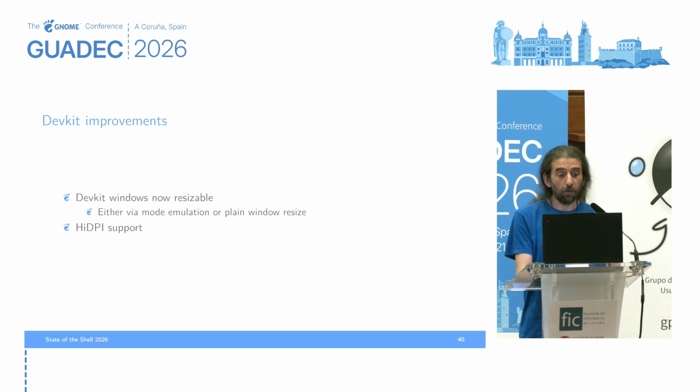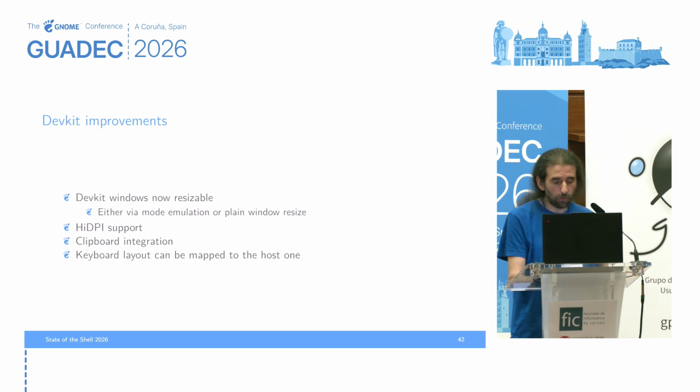There's now also high DPI support for DevKit, which is nice to have because more and more screens are high DPI. And there's also clipboard integration, so you can copy in your host and paste into the nested session, and it will work.